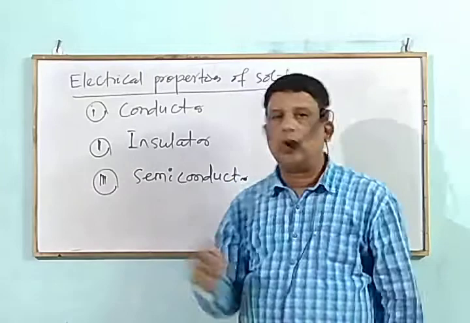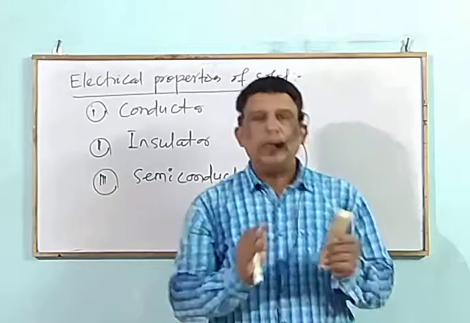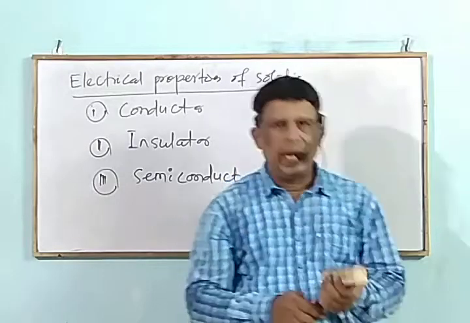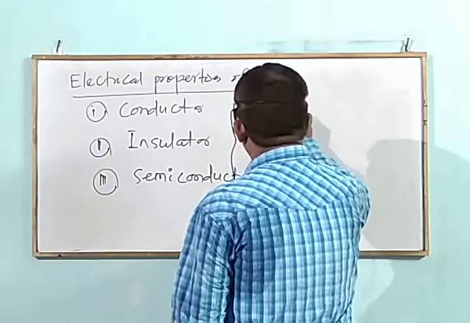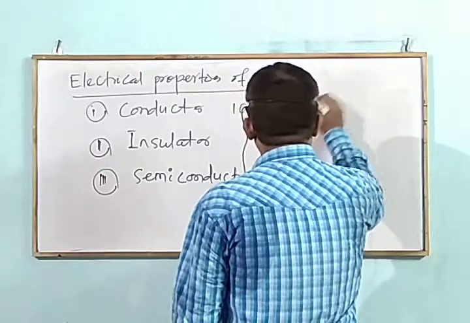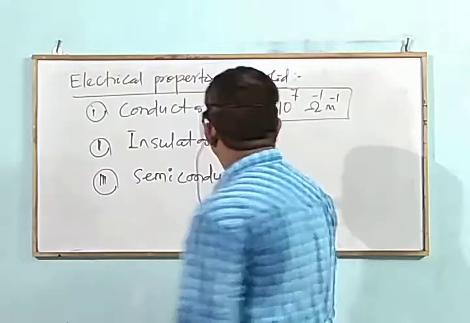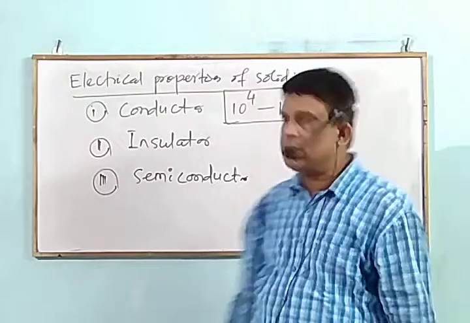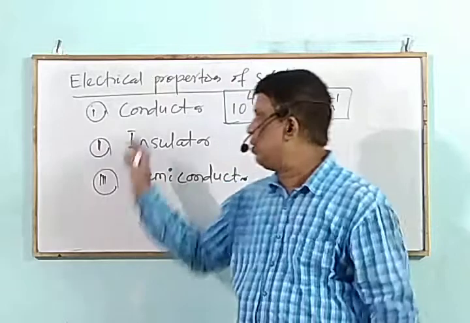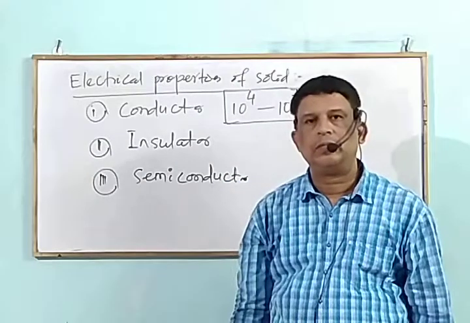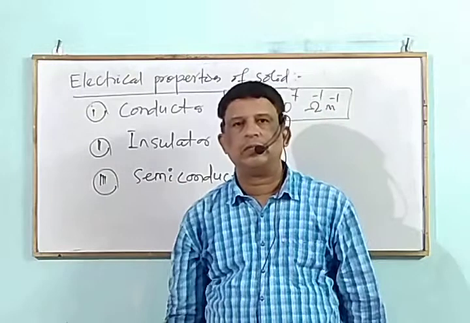Come to the point one, conductor. The solid is said to be conductor if its conductivity varies from 10 to the power 4 to 10 to the power 7 ohm inverse meter inverse. If conductivity range lies between 10 to the 4 to 10 to the power 7 ohm inverse meter inverse, then that type of solid comes under conductor. Metals are suitable examples of conductor.